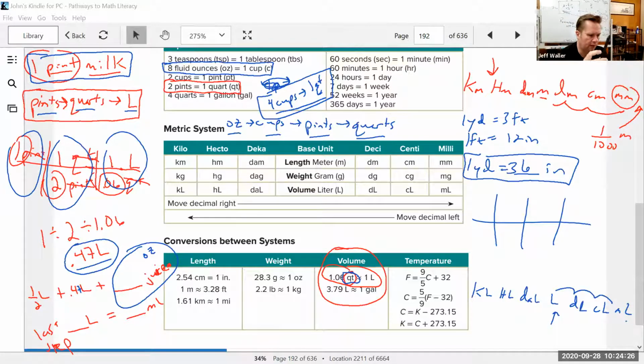I am going to be a little lenient. Don't round too much, right? Maybe a couple places, just so you can focus on the idea of conversions. That's what I want to focus on in this section. So you've got to get in there and try some out.